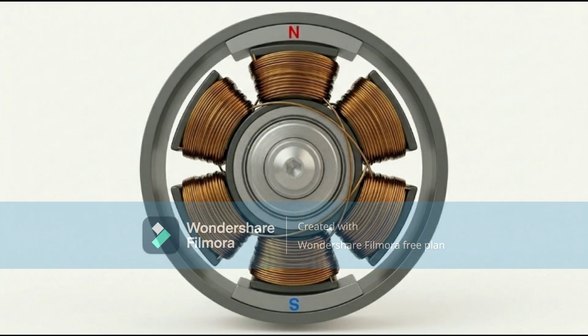And just like that, the rotor keeps chasing the switching coils around and around, never catching up, and that is exactly what keeps it spinning.